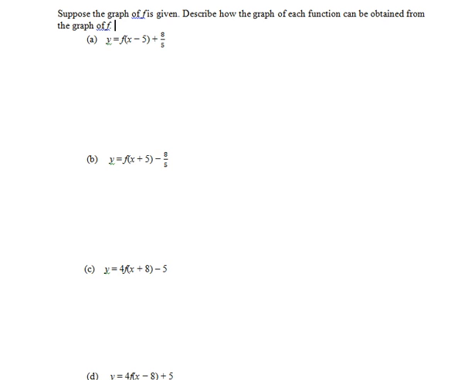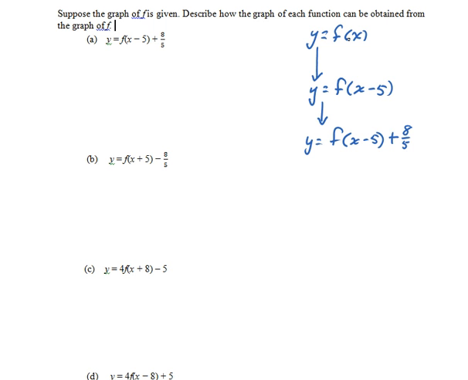In this problem, we are to describe how the graphs of the given functions relate to the graph of y equals f of x. The first one is y equals f of x minus 5 plus 8/5. So starting with y equals f of x, we go to y equals f of x minus 5, and then y equals f of x minus 5 plus 8/5.